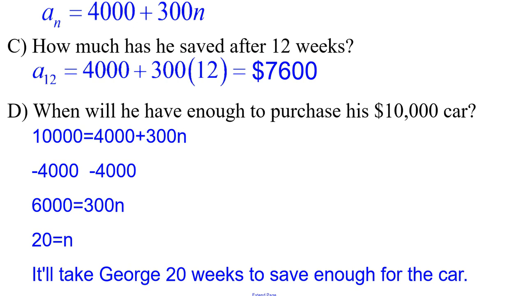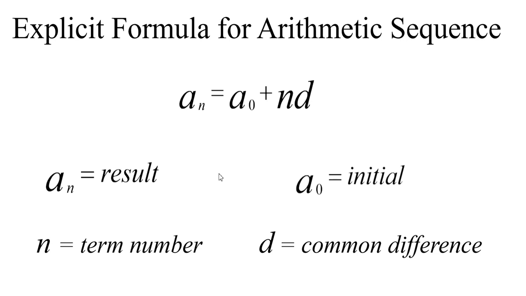Now, because there was a common difference of saving $300 each week, we know that this is an arithmetic sequence. So again, the result, A sub n, comes from the initial term plus the term number times the common difference. Let's take a look at another scenario.